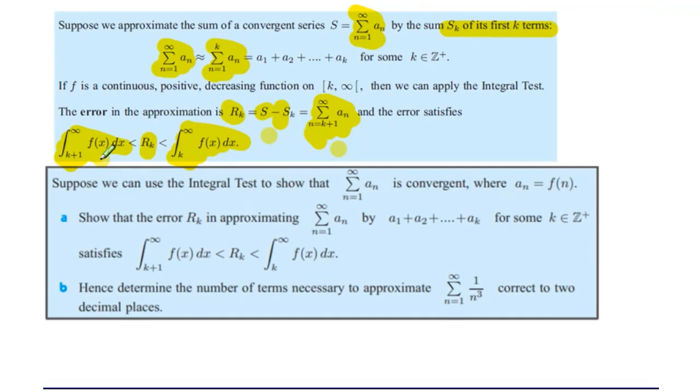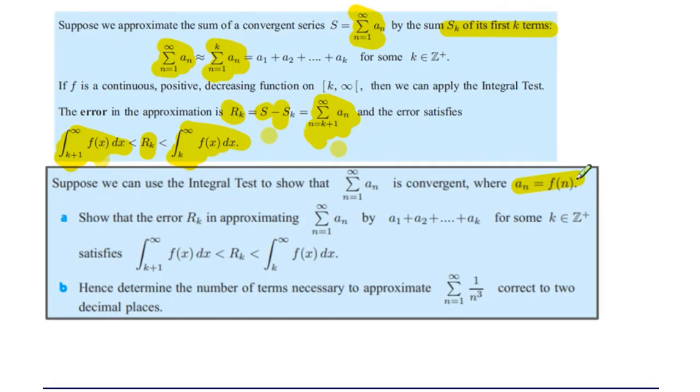So here now we have a specific example. Suppose we can use the integral test to show that the sum from n equals 1 to infinity of an, of a sequence, is convergent. So if we can use the integral test, it means that f is continuous, positive, and decreasing on the interval from k to infinity. So suppose we can use the integral test to show that it's convergent, where an is some function of n. Part A, we need to show the inequality that I've just introduced.